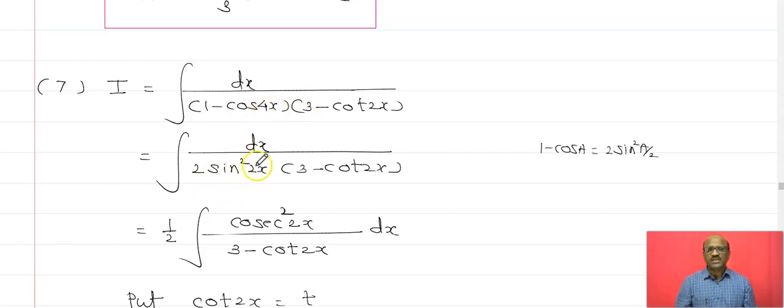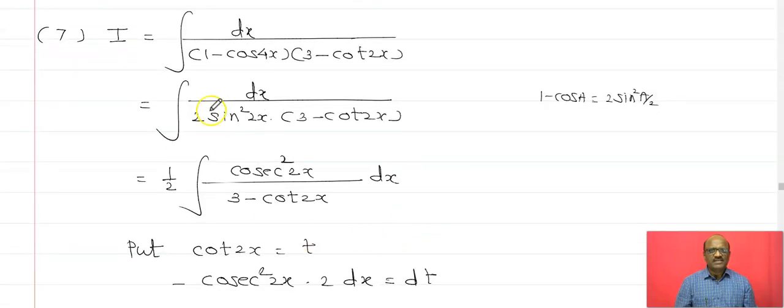After 4x upon 2, what will you get? You will get 2x. 2 sine square 2x into 3 minus cot of 2x into dx. Therefore again, now here is dx upon sine square 2x. What about the reciprocal of sine square 2x? 1 upon sine square 2x, its reciprocal is cosec square 2x. That is 1 upon 2 integral cosec square 2x upon 3 minus cot of 2x into dx.